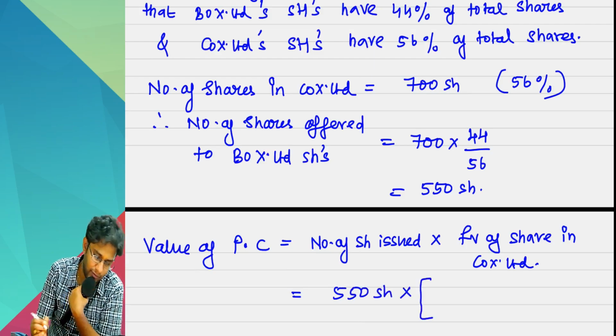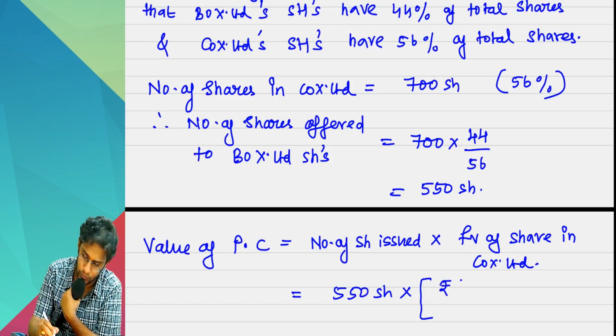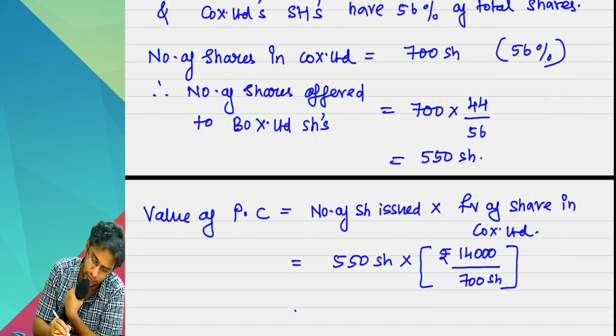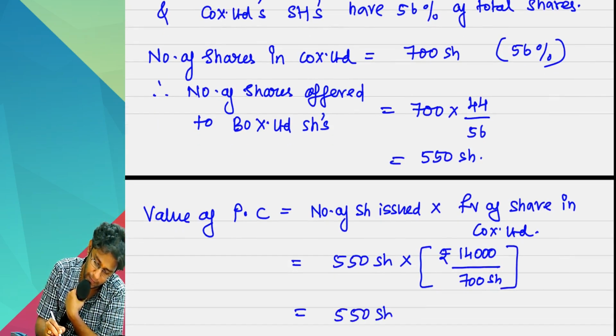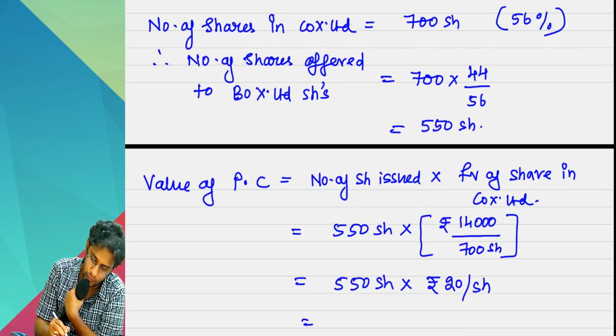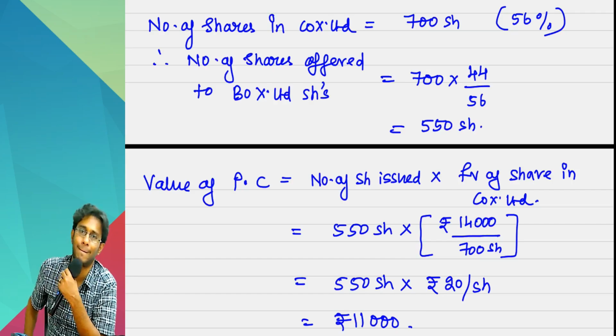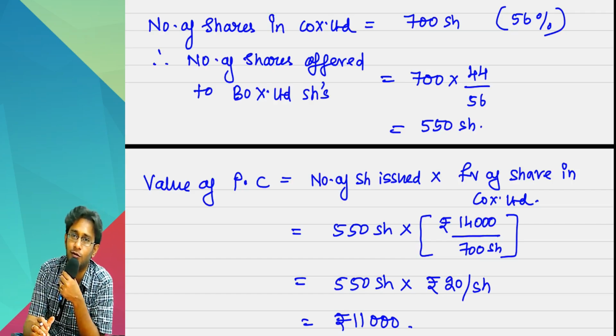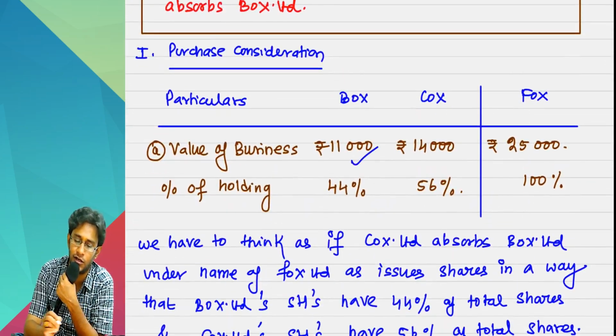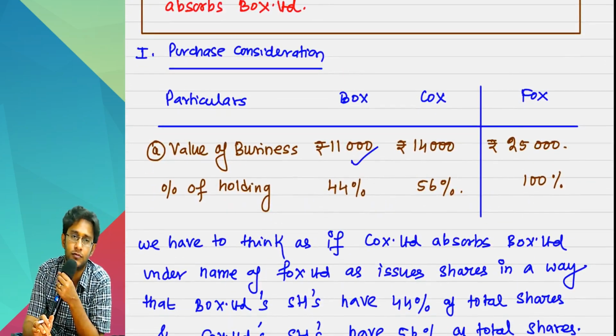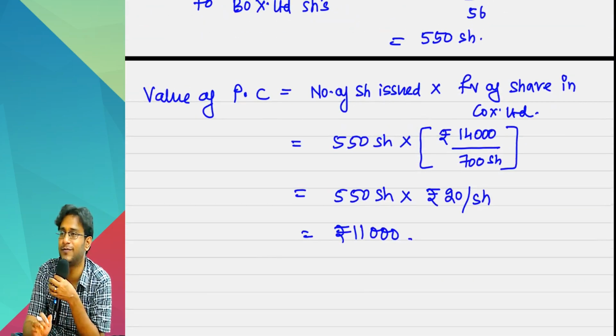Sir, Cox Limited's fair value, how will I know? You know, because our business's entire value is 14,000. In that they are having 700 shares as of today. Rupees 20 per share, which is equal to, you can ask me why to take too much trouble. 11,000 is already there here only. No, true. All 11,000 is 11,000.